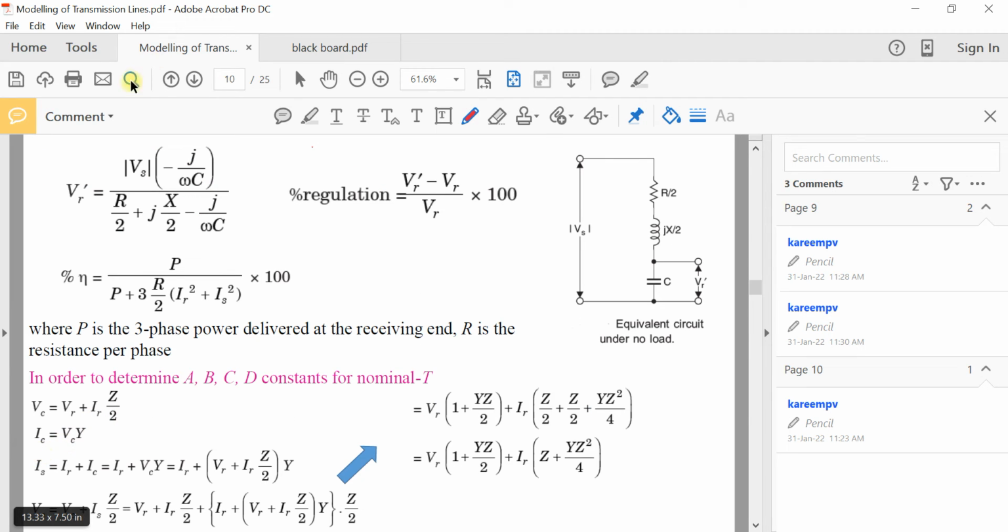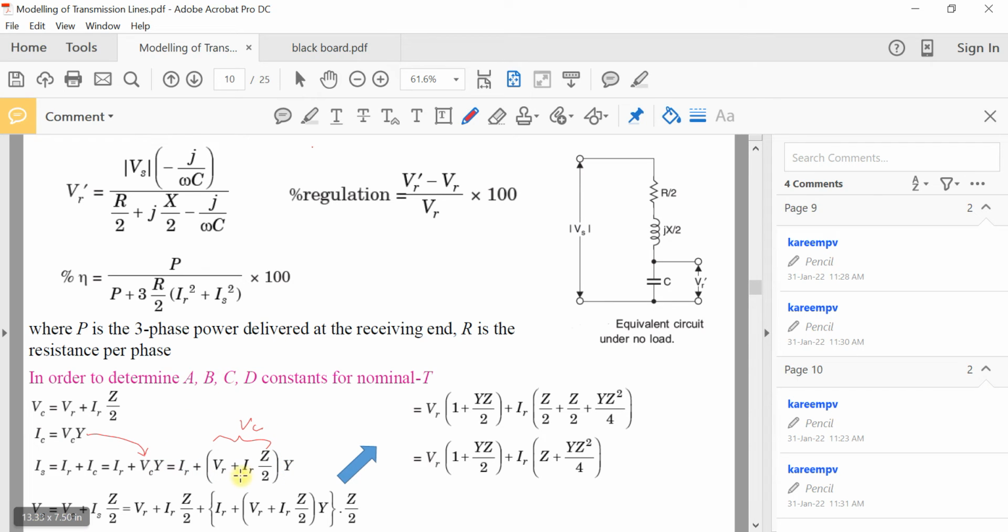So IC is equal to VC into Y, that we have already seen, and Is is equal to IR plus IC. You can substitute here: this IC comes here, IC is equal to VC into Y. So Is is equal to IR plus VC into Y, but VC is equal to VR plus IR into Z by 2. So this is actually VC, and Y is here.